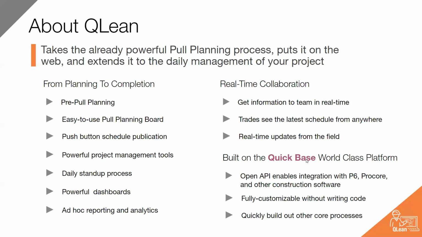But what QuickBase is, it's a low-code platform. And what that means is that QLean, after it's implemented, can be customized way beyond what any other system out there that does digital pull planning can, and it can be done without the use of code. You don't have to have a software development firm on your payroll to make changes to QLean after the fact. You can create custom reports. You can integrate it with all the major construction software out there. You can build out other core processes.